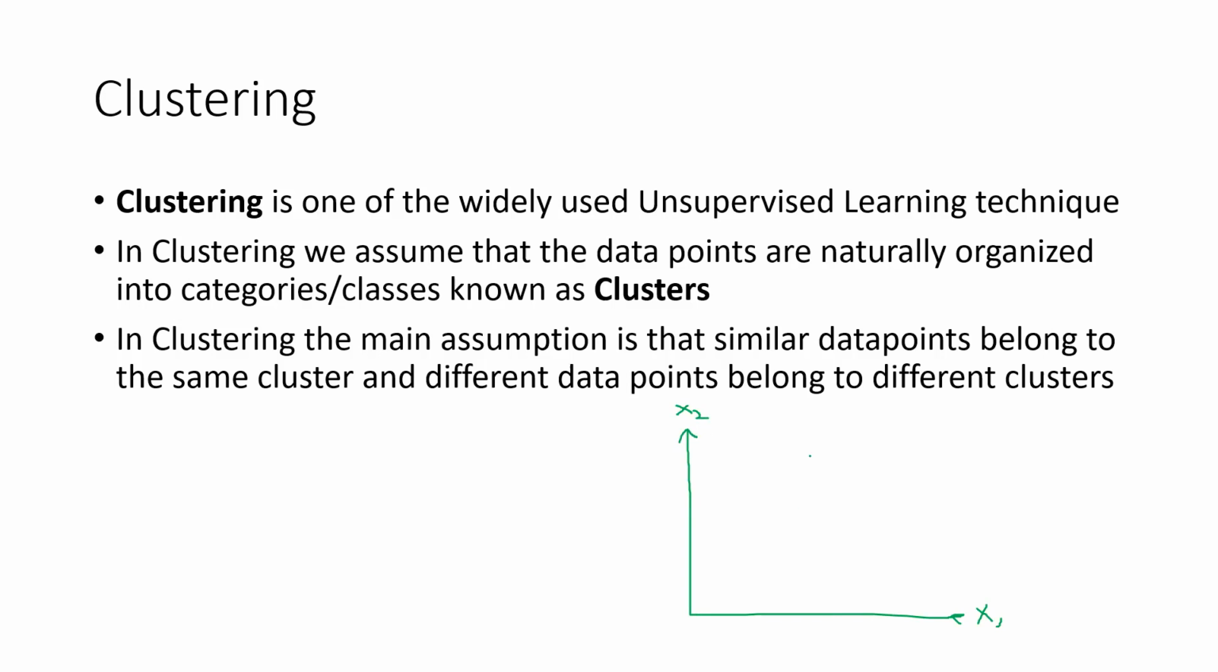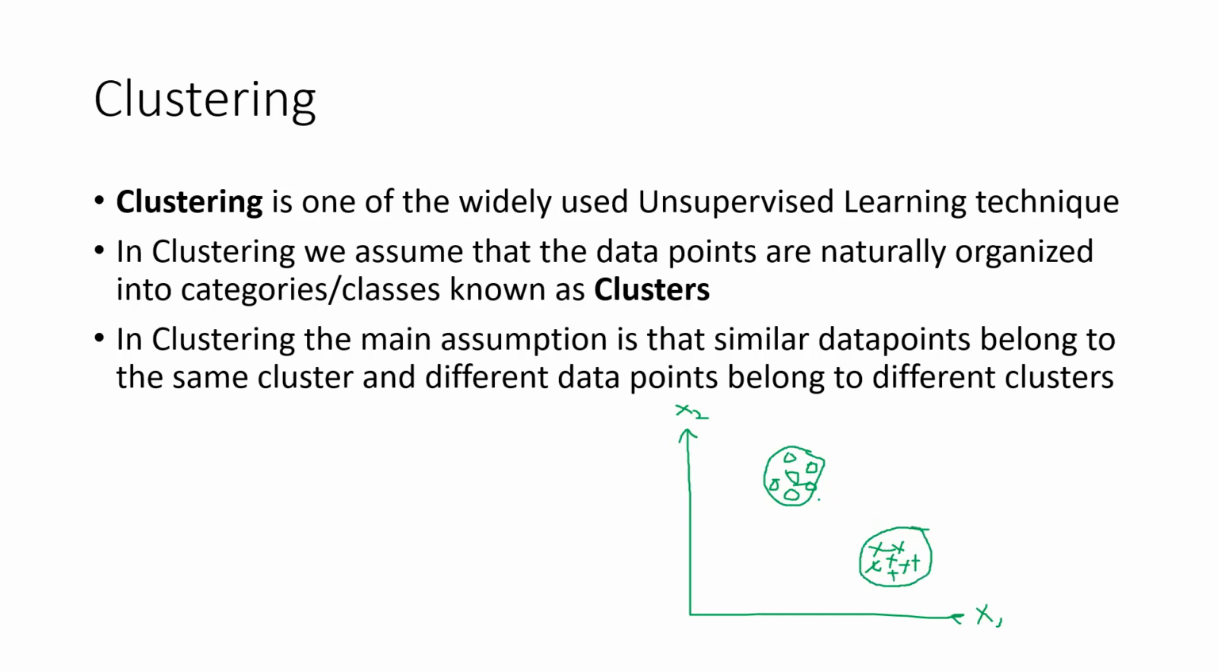So we assume that the data from one cluster is organized like this, and the other cluster is organized like this, where data belonging to one cluster are located in nearby locations, and data belonging to two clusters are located in distant locations. So this is one cluster and this is another cluster.